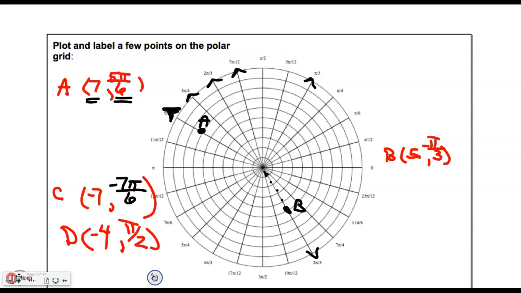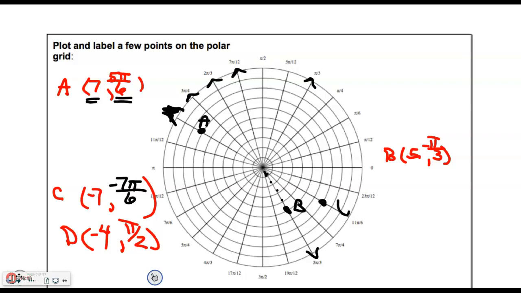So actually this guy. But it says a negative 7. So what does that mean I'm going to do? I'm going to head along this one. 7. I think that's right about here. How'd we do plotting that guy?